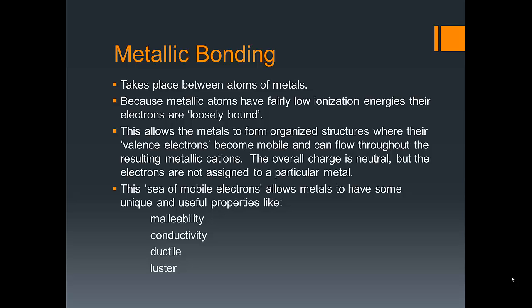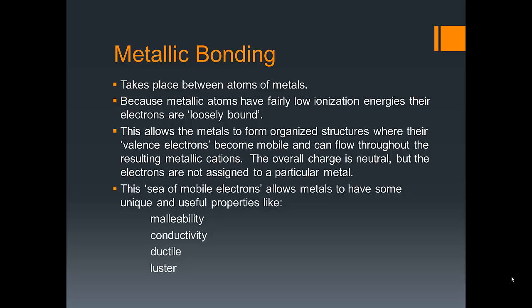This allows the metals to form organized structures where their valence electrons become mobile and can flow throughout the resulting metallic cations. The overall charge is neutral, but the electrons are not assigned to a particular metal, meaning they're there within that whole matrix, but they're not assigned to atom number 1 or atom number 2. They can move around throughout there.